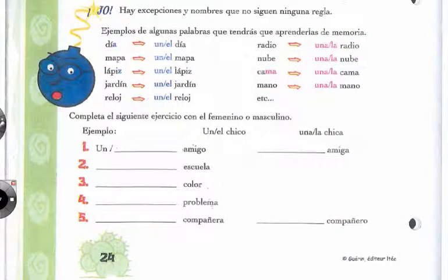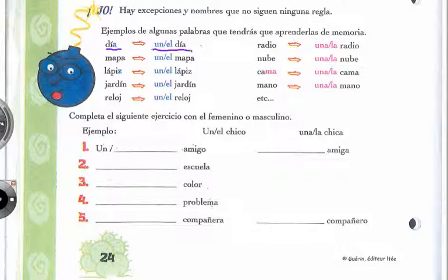Okay? Here we have some exceptions, and unfortunately, there are always exceptions to every rule. And here's the first exception. So you already know this because I've mentioned this to you at the beginning of the class. Dia is a masculine word.